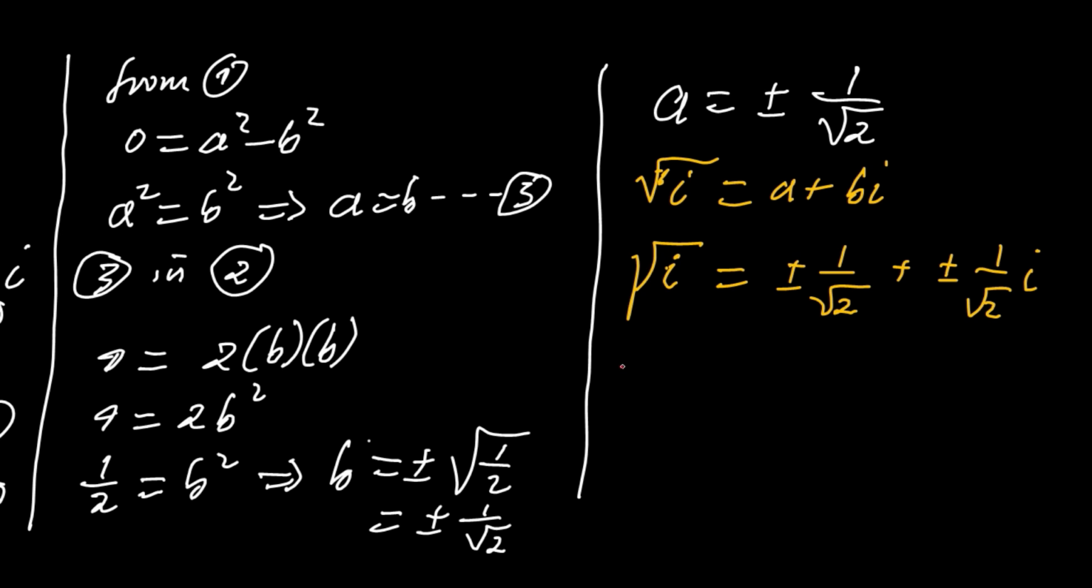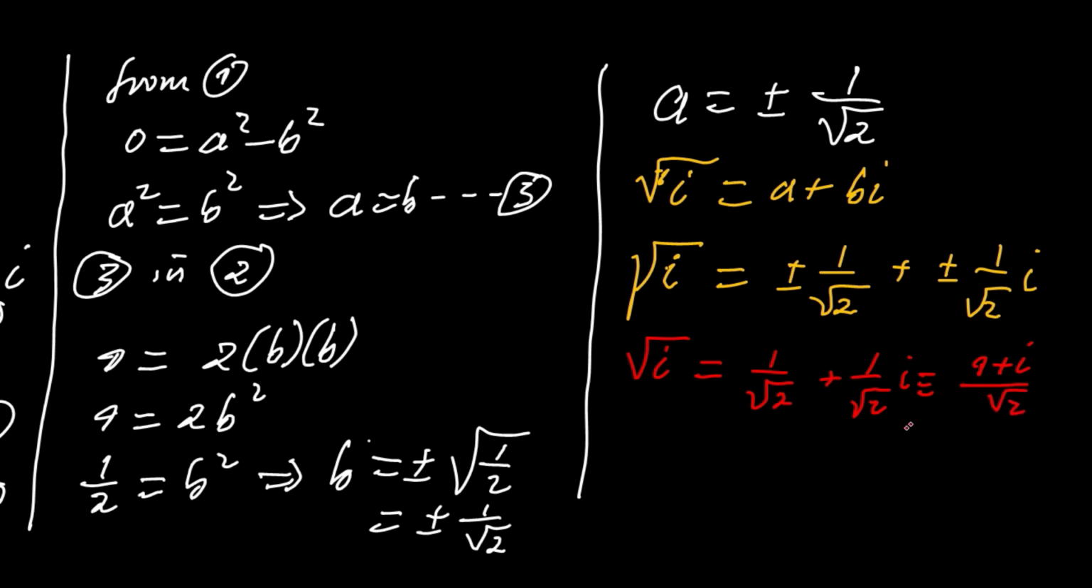So our first solution for the square root of i will simply be, we consider the positive part of the real part. We are going to have 1 all over the square root of 2, and we consider the positive part of the imaginary part. We are going to have plus 1 all over root 2 times i. So this will be equivalent to 1 plus i divided by root 2.